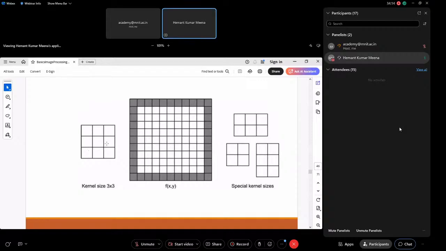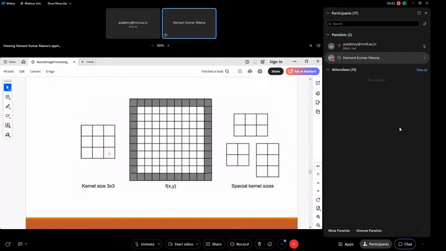The most famous kernel size, as I told you, is 3 by 3. It can be more than this. It can be other spatial kernel sizes, like 2 by 3 or 2 by 2. But the very famous one is this one. You would be thinking, when we apply the kernel at the corner, how would this operation take place?